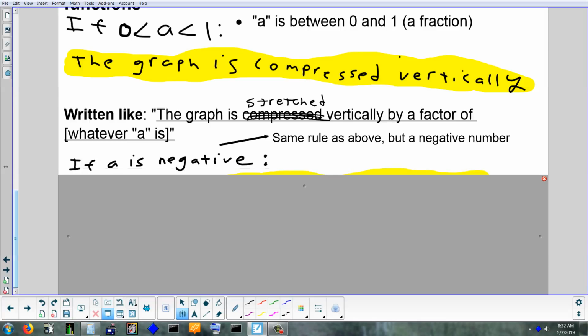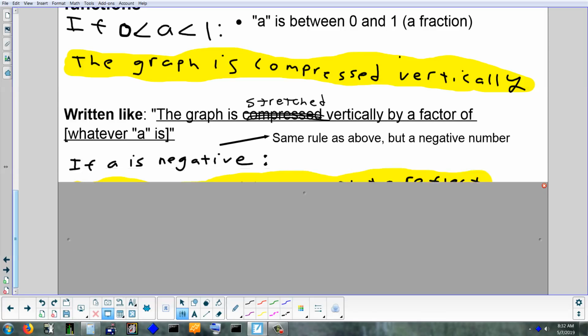Just like yesterday when we said if A was 4, the wording is going to be exactly the same. You're going to write it the same exact way as those ones we just did. Vertical. The graph is stretched vertically by a factor of 1/2, or 2, or 5, whatever. And what would that really mean? If it's stretched vertically by a factor of 1/2, it's getting smaller. It's actually getting squished, because you're stretching it by a half, so it's really squishing.